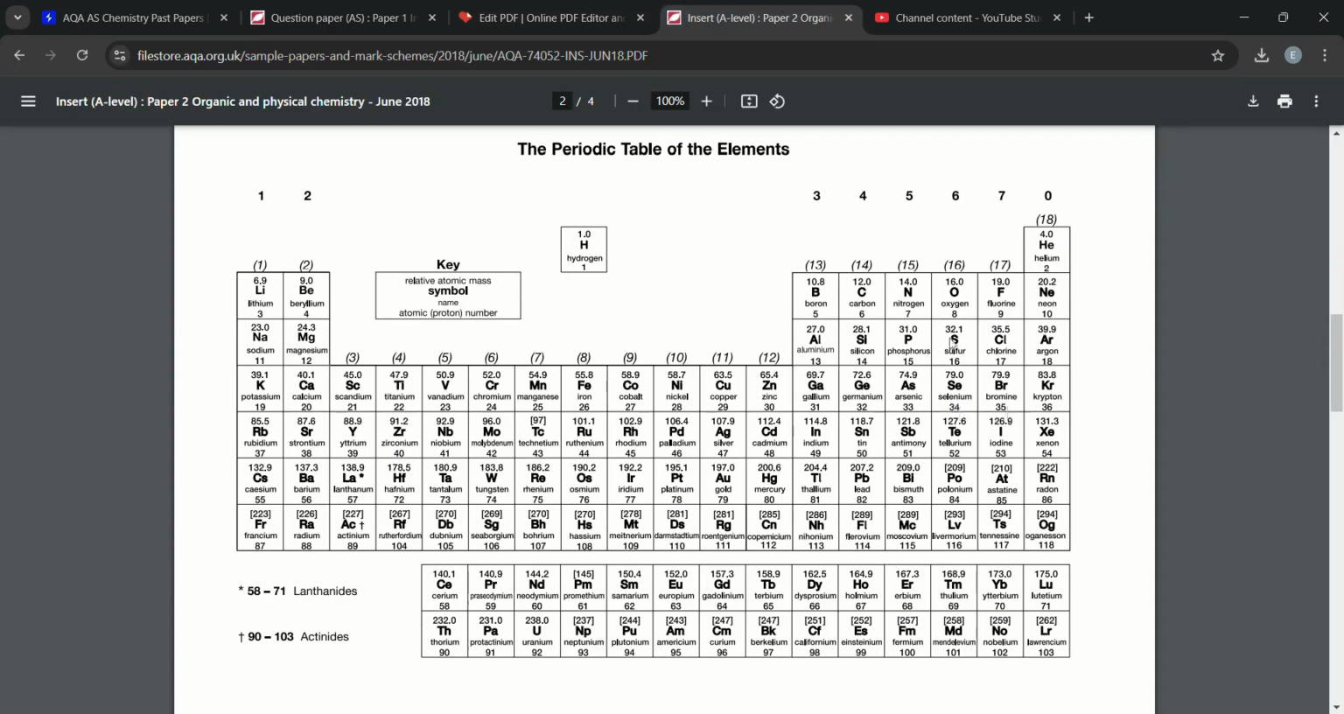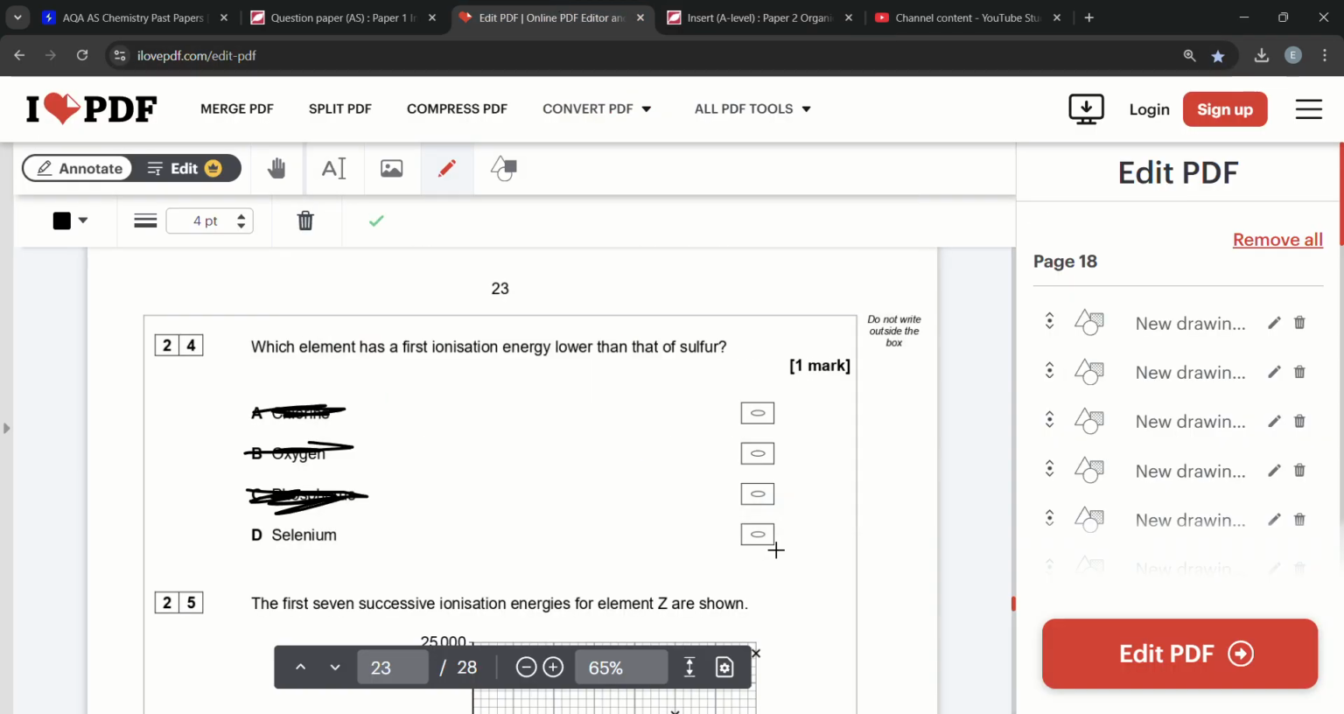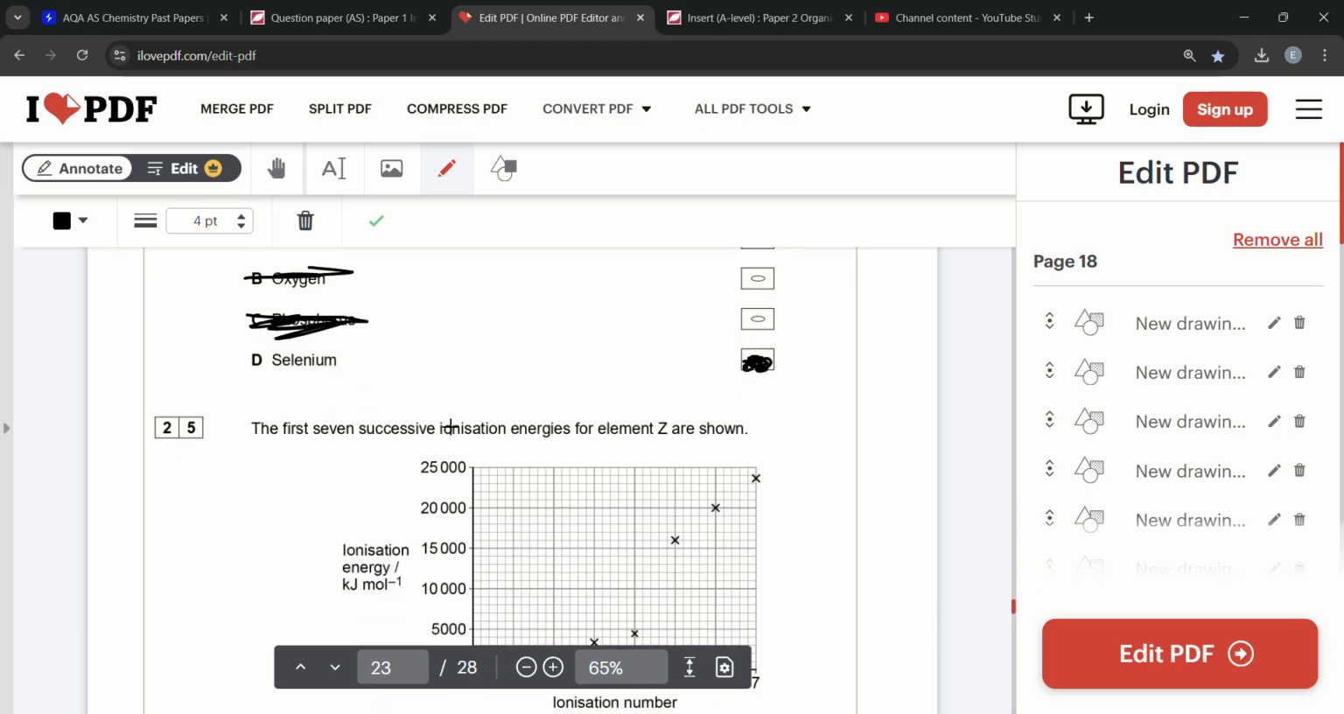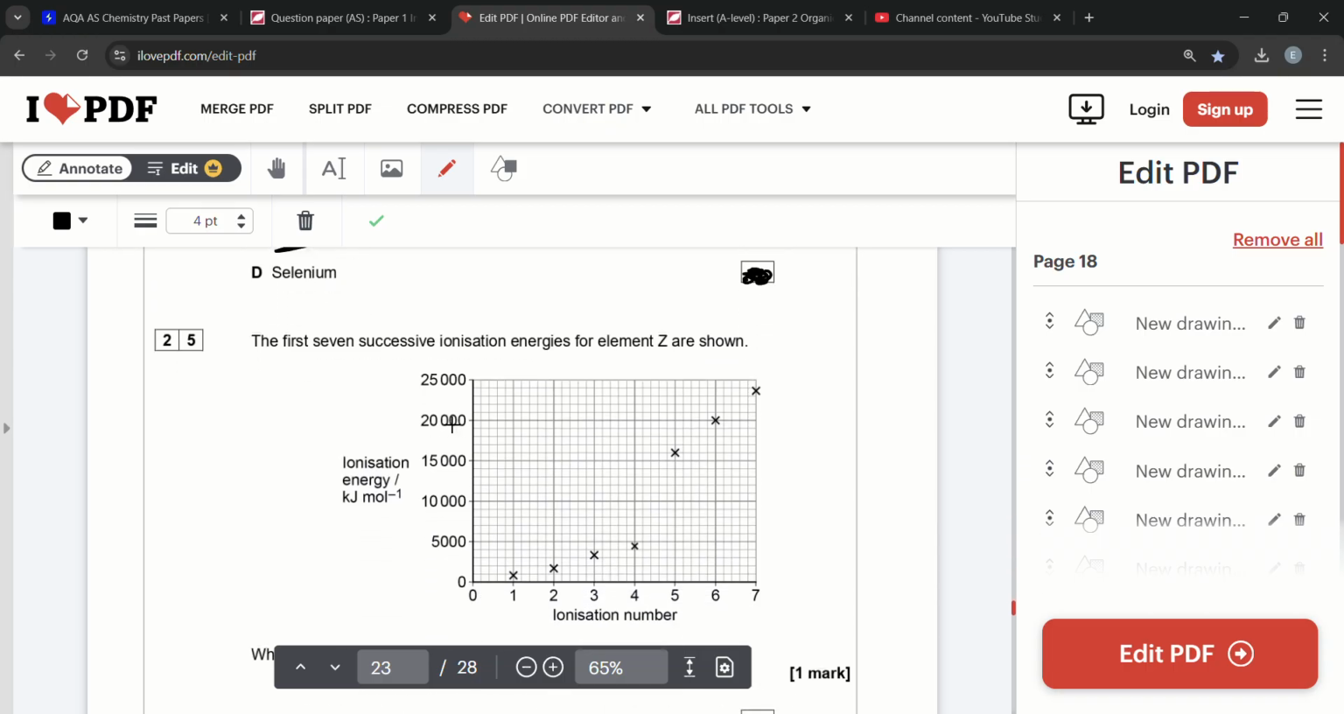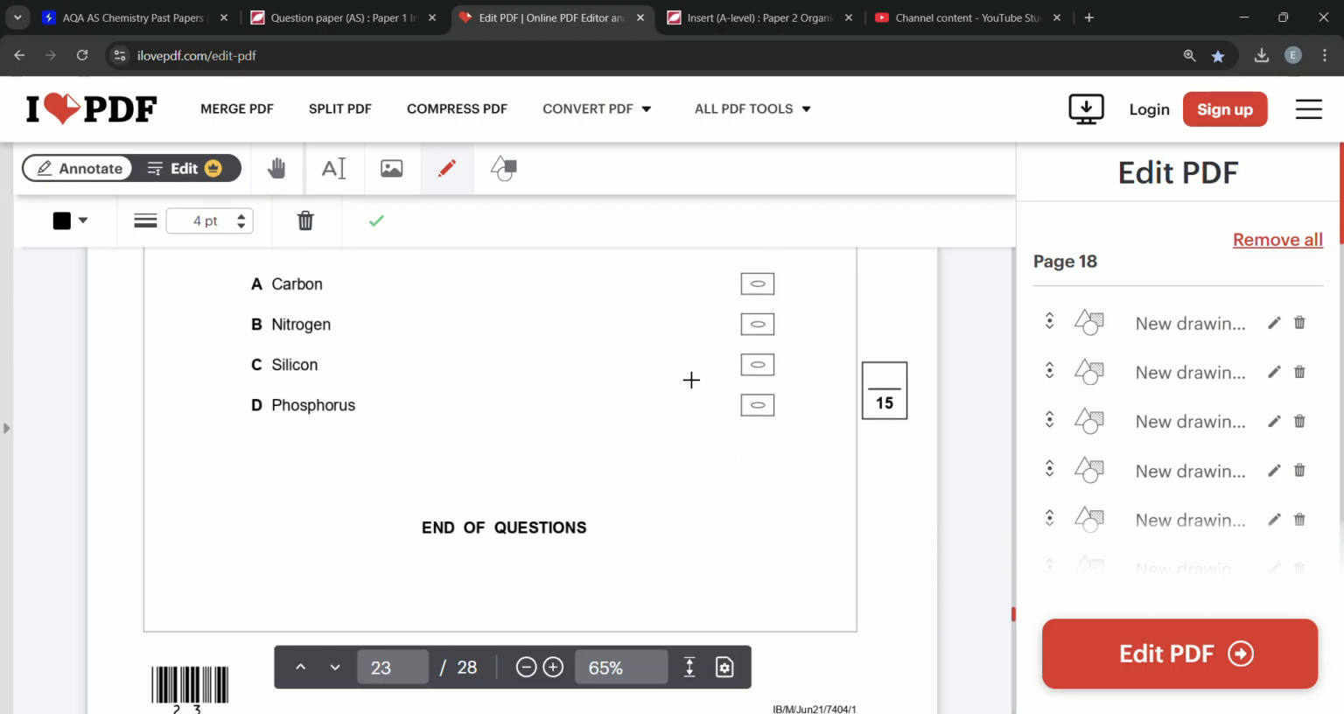And if you look, selenium is lower down the group than sulfur, and first ionization energy decreases down the group, therefore selenium is it. And I was able to do that using the trends that you do need to know and the memorization of the trends. Question 25, the first 7 successive ionization energies for element Z are shown.